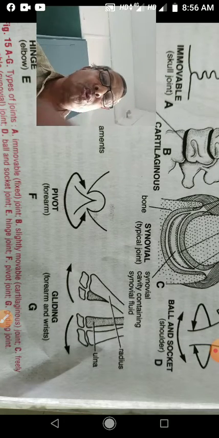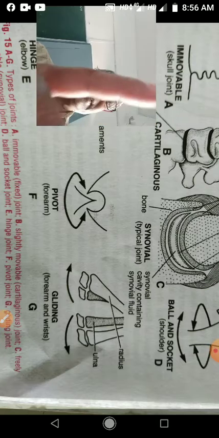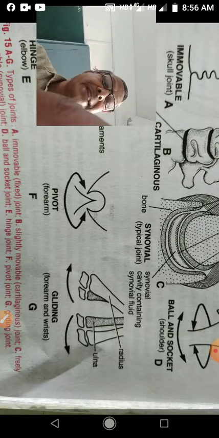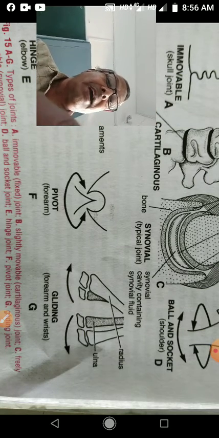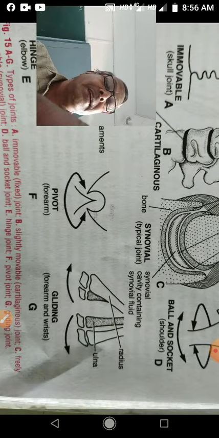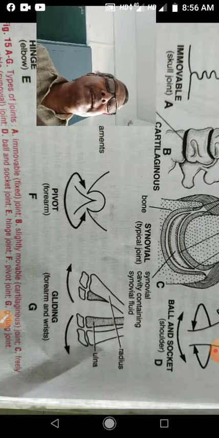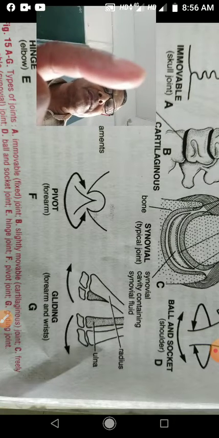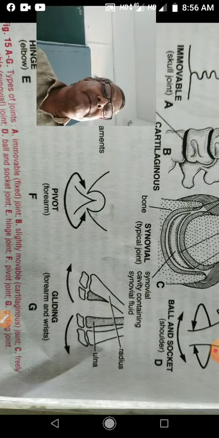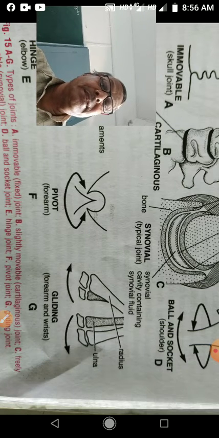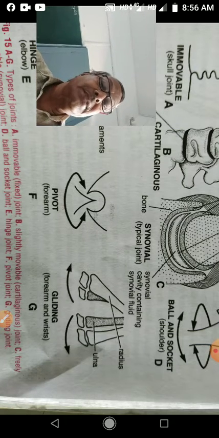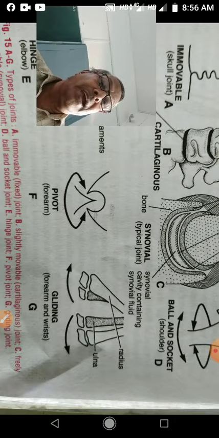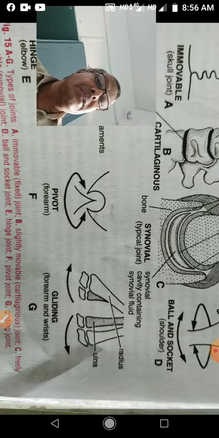So children, I told you joints are of three types: immobile joints, partially mobile joints or cartilaginous joints, and freely mobile joints, which are synovial joints. Again, freely mobile joints are of four types. First is the ball and socket joint, second is the hinge joint, third is the pivot joint, and fourth is the gliding joint.